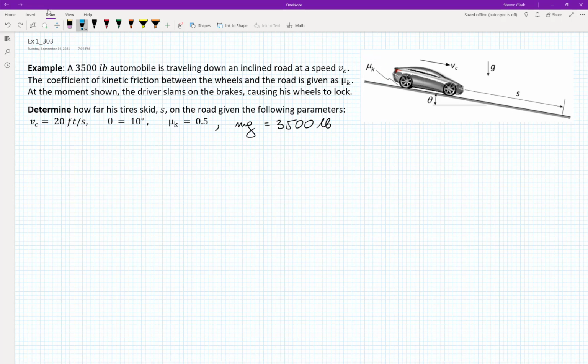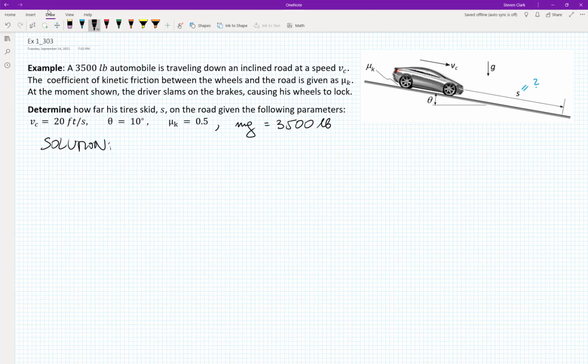And what they ask us for is how long is that distance s that takes to stop the car. Okay, we have to find that distance s. Okay, so here's how I will solve that problem.